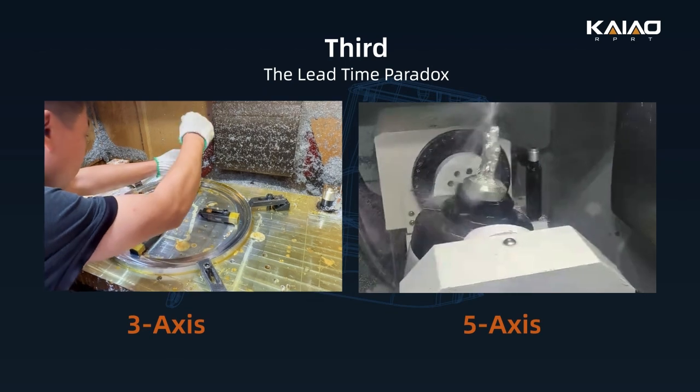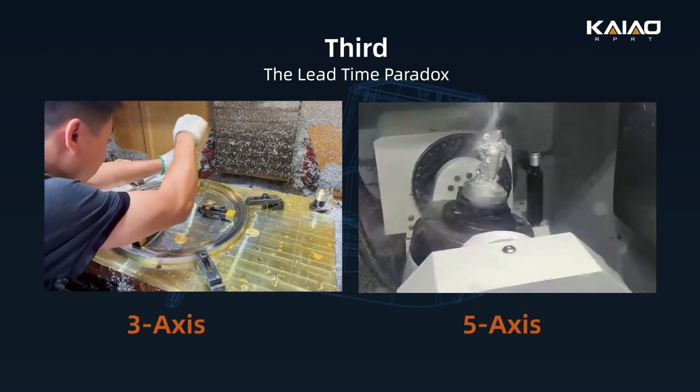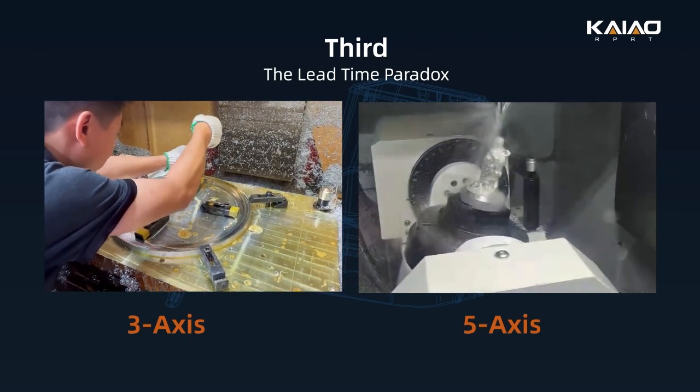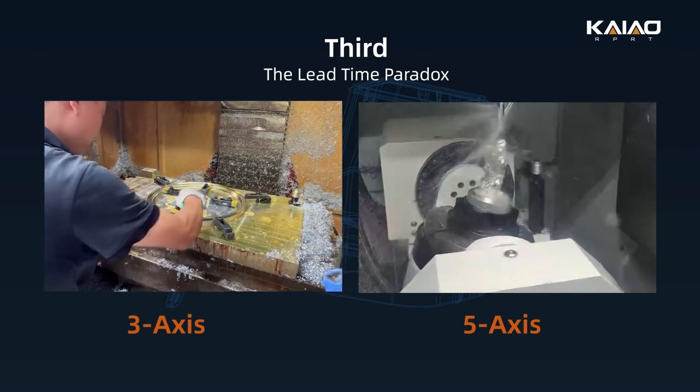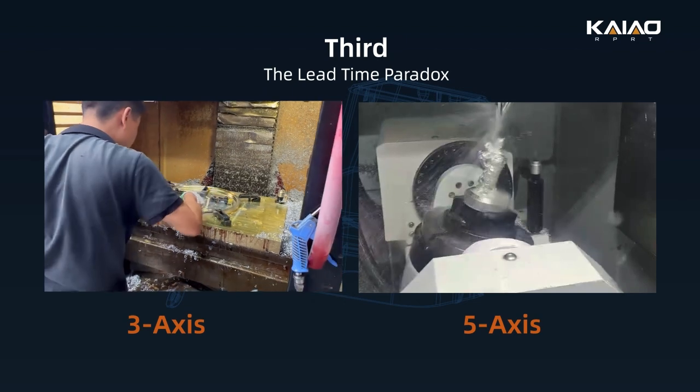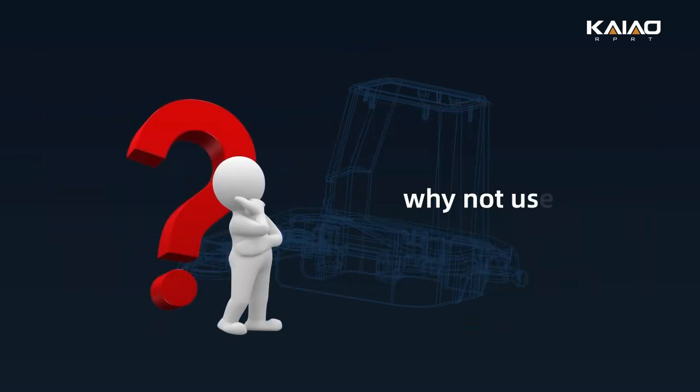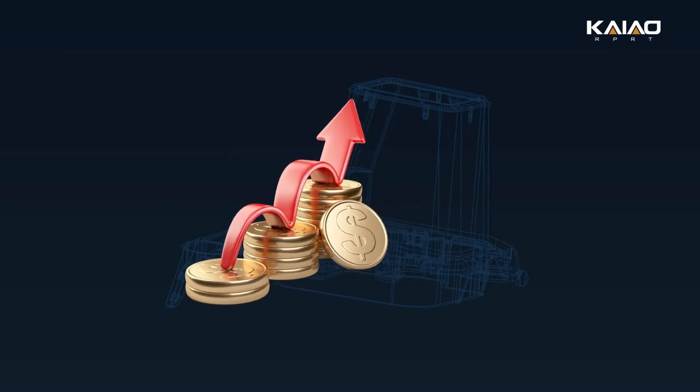But for mass production, 5-axis wins by a landslide. Once the program is set, it eliminates hours of manual flipping and refixturing across thousands of parts, slashing weeks off your final delivery time. So, if 5-axis gives you more design freedom and dominates in mass production, why not use it for everything? Because doing that might ruin your budget.